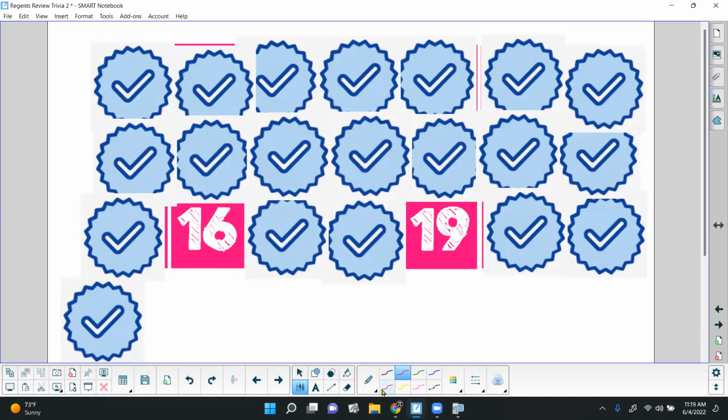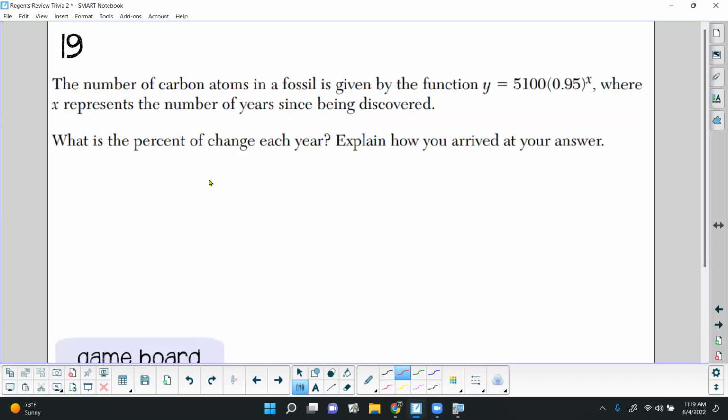All right, down to our last 2. Which one should we do first, guys? 16 or 19? There's only 2 left to go. What's the majority vote? 19. I got 1 vote for 16. Deanna, break the tie. 16 or 19? She's going with 19. All right, here we go. This is it, kids. We're almost done.